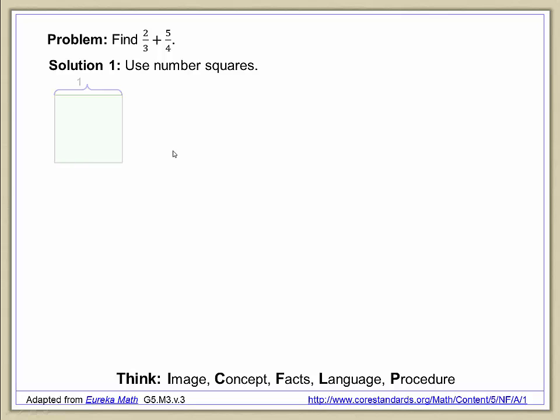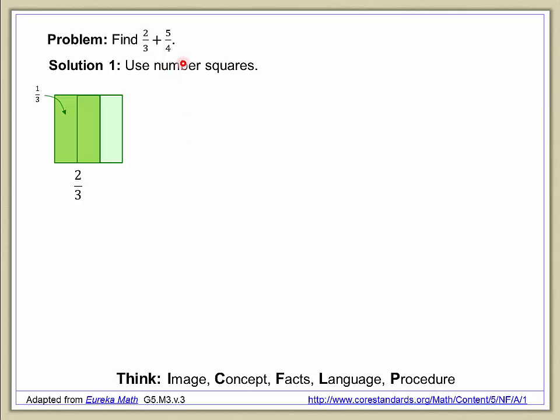We're going to use number squares where one square, this green square, represents one unit. So if we're going to work with thirds, what we're going to do is break this unit up into 3 even parts, and each one of these is a third. Therefore, thirds are our units here, and 2/3 is represented by the shaded region here.